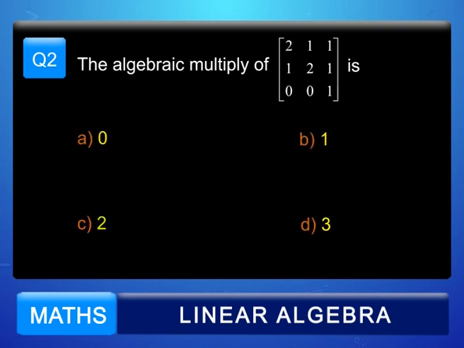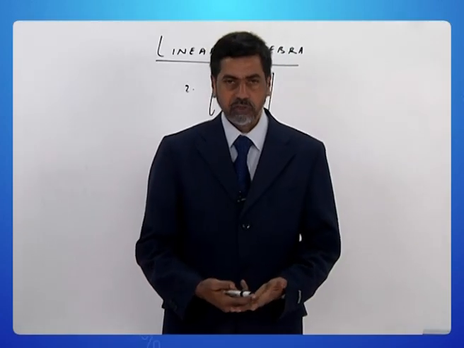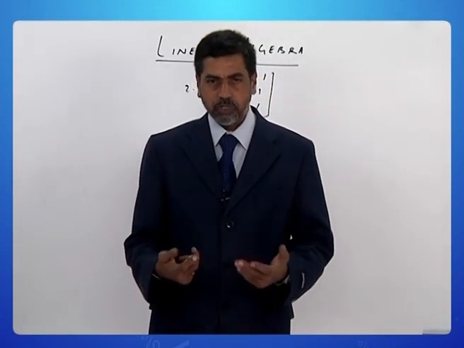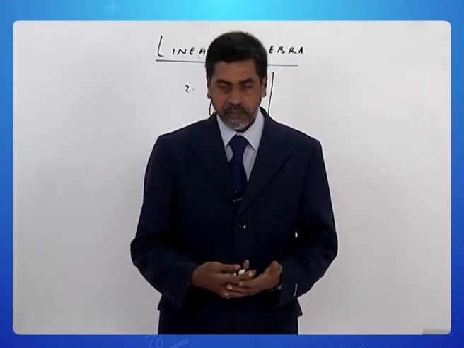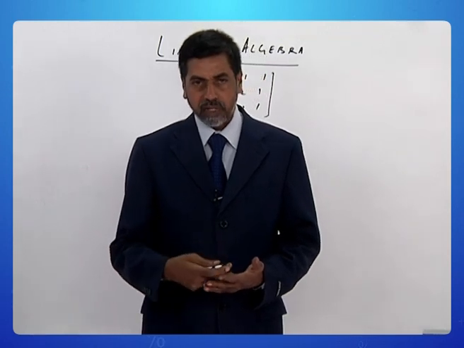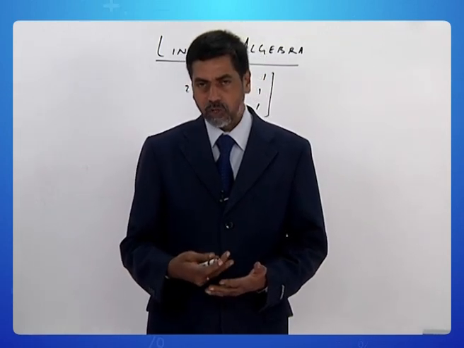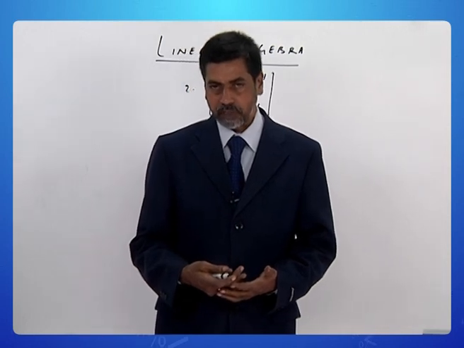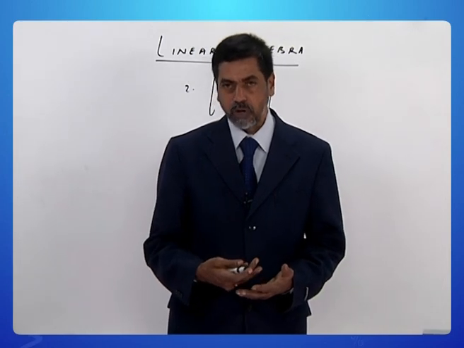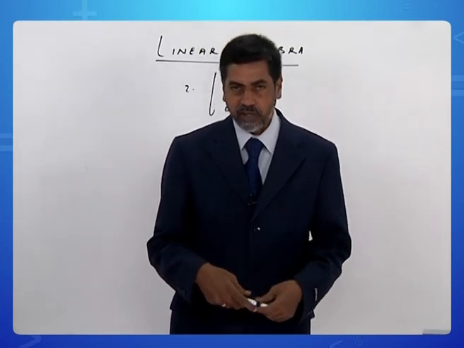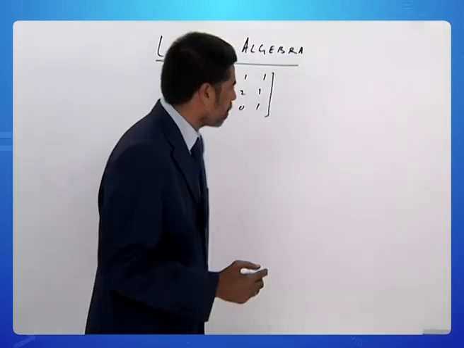Question number 2. What is the algebraic multiplicity of the matrix 2 1 1 1 2 1 0 0 1? The concept here is we will first find the eigenvalues of the matrix. Of course, you must produce the characteristic equation as quickly as possible. Now once the eigenvalues are there, the number of times an eigenvalue is repeated is called its algebraic multiplicity. Now basically what we want here is the algebraic multiplicity of the smallest eigenvalue. So let us find the characteristic equation of this matrix first.